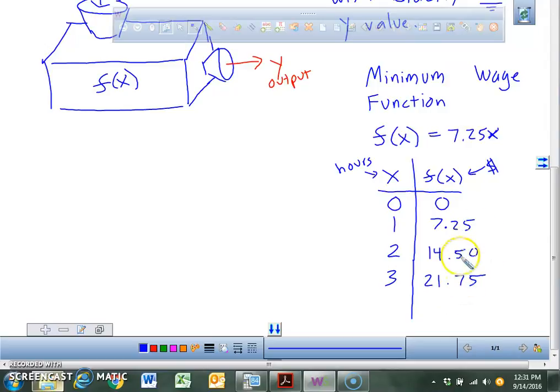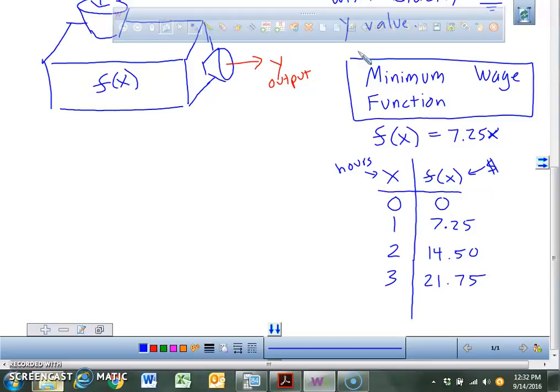So right here, this is a function because each hour you work, you get one output. So each input has one output. This right here is called the minimum wage function. It works. Why? Because each x has one y.